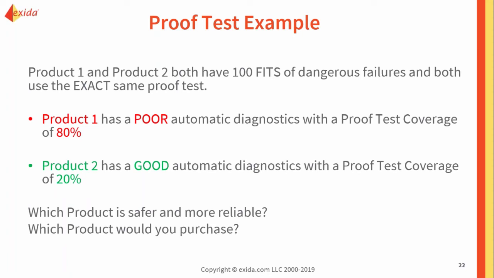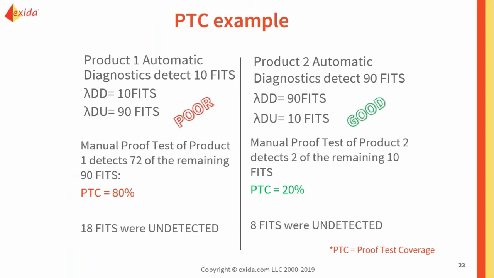Because of that, they have different proof test coverages. Product 1 with the poor automatic diagnostics has a proof test coverage of 80%, and product 2, with good automatic diagnostic coverage, has a proof test coverage of 20%. Sometimes when people see that proof test coverage that high or that low, they automatically assume one is more reliable or that's the one they should purchase. However, take a moment and think what that actually means. That proof test coverage is about how many undetected dangerous failures there are. So if your automatic diagnostics are finding those, you might be better off in the long run.